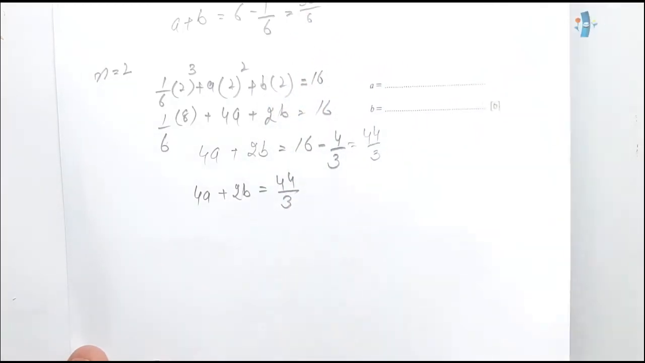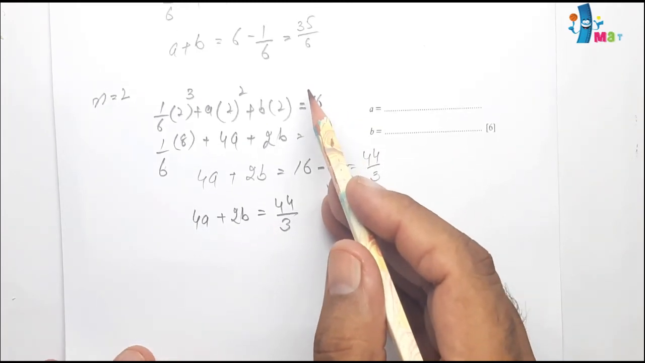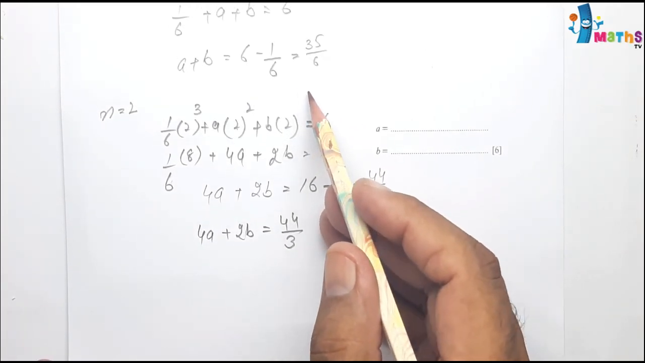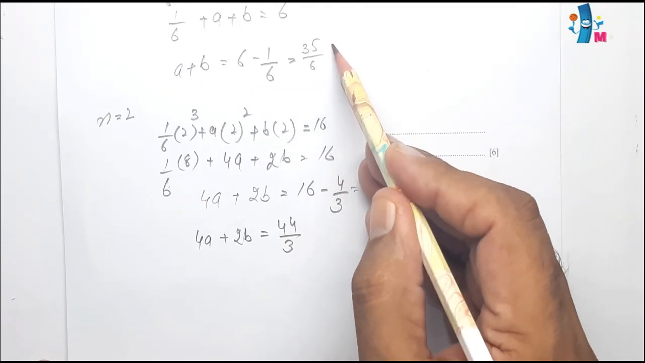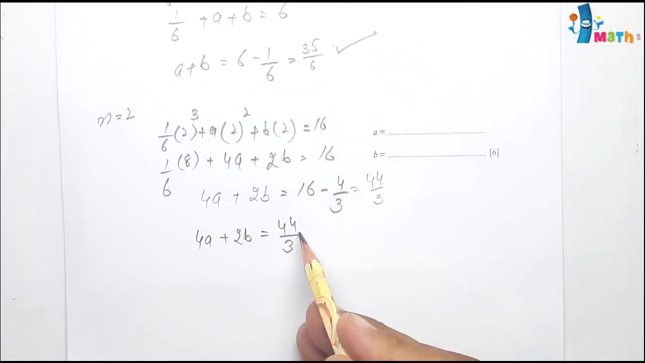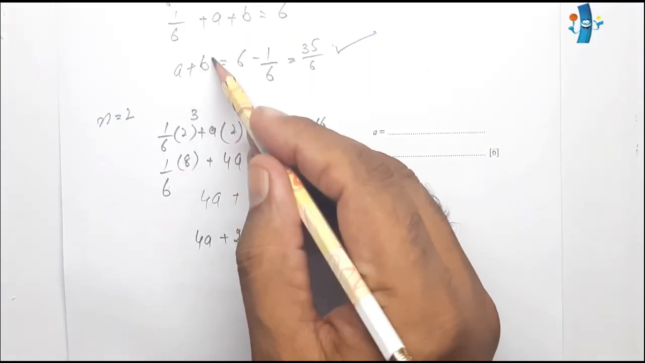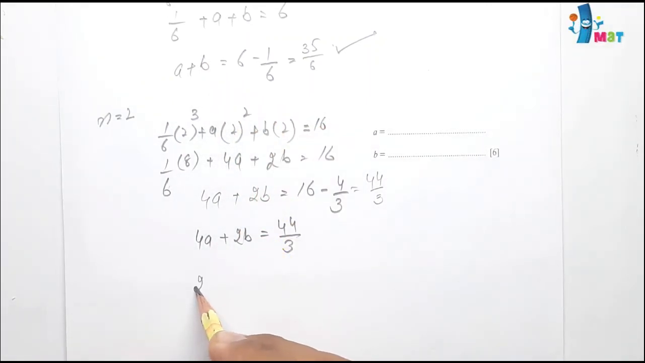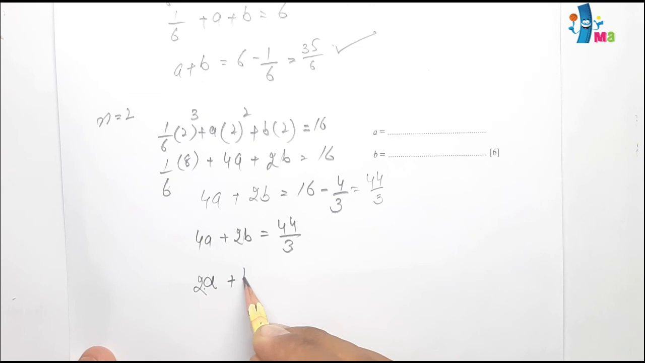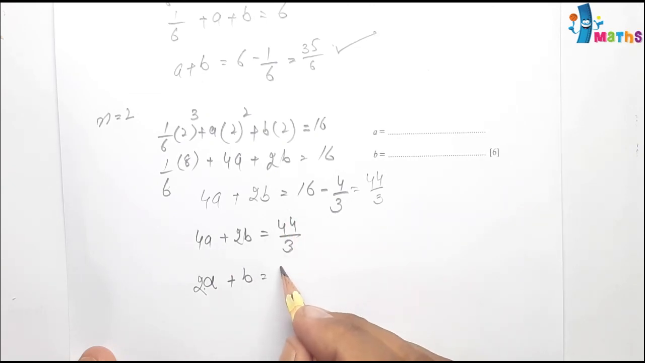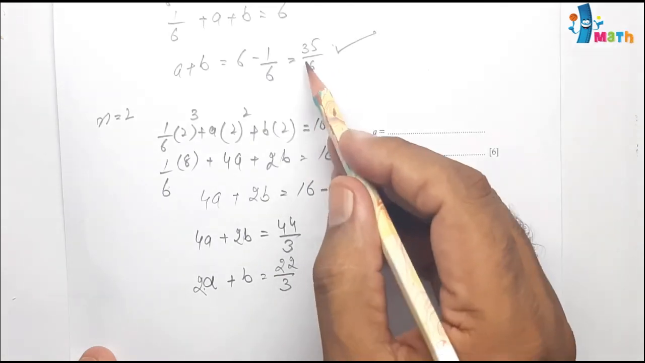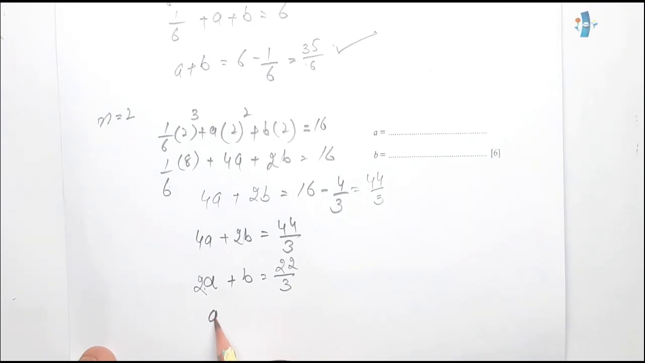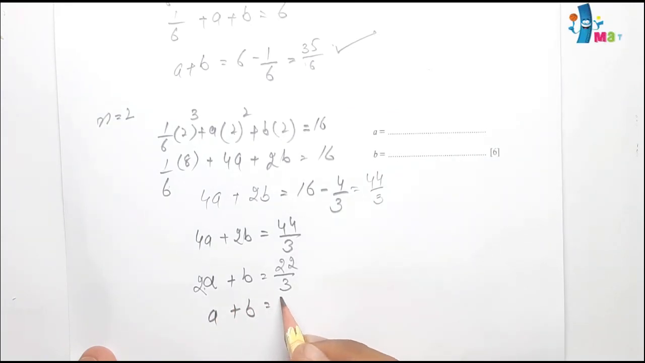Basically, we have this equation as a plus b is equal to 35 over 6. So we will utilize this equation and this equation to equalize the coefficients of b. We will divide this by 2, so we will get 2a plus b is equal to, when we divide this by 2, 22 over 3. So this equation and this equation we will solve like simultaneous equations. So 35 over 6. Now we can subtract.